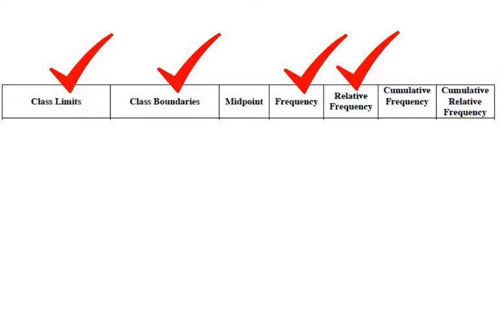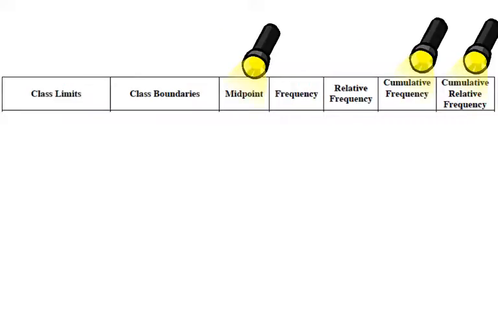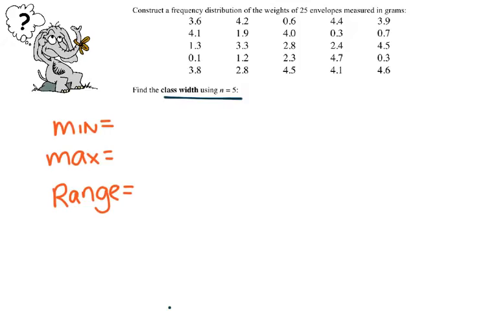We already know how to construct the class limits, the class boundaries, the frequency, and the relative frequency from the previous video. The new ones are the midpoint, cumulative frequency, and the cumulative relative frequency, which we'll touch on each one of them. So first, let's start with the class width.